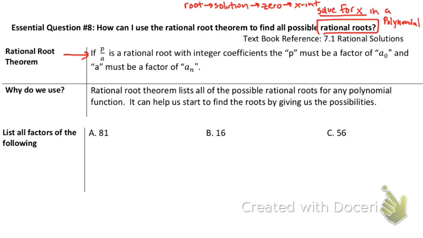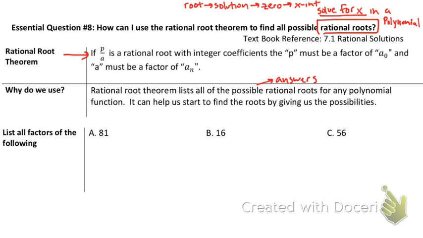So how do we use the rational root theorem? What the rational root theorem does is it gives us a list of all possible answers or roots. So it is just a way to give us possible answers. It's not going to give us the answer. We actually have to do more work. But it's a way to give us possible answers so we can find all the solutions.